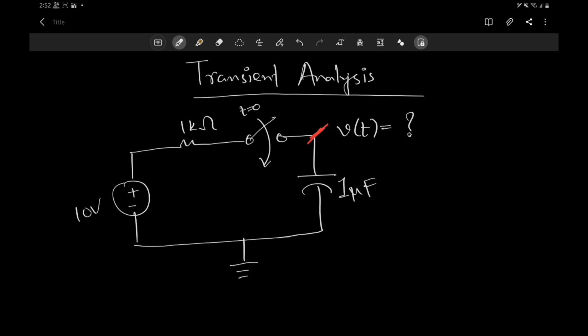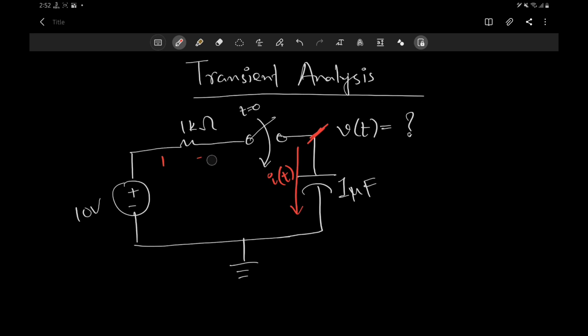Okay, so that is not the only question. I can ask you many other questions as well. For example, if I ask you what's the current through this capacitor, or the whole circuit really, since the same current will flow everywhere, I can ask you that. Or I may also ask you what's the voltage here, VR, that's also a function of time. All of these questions are transient analysis because the things I'm asking you are dependent on time. So that's what transient analysis is.